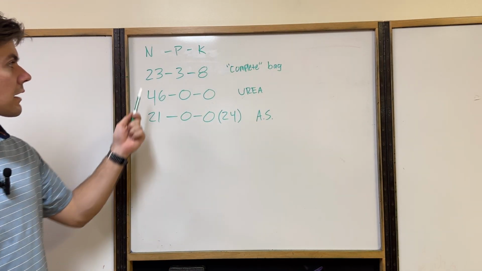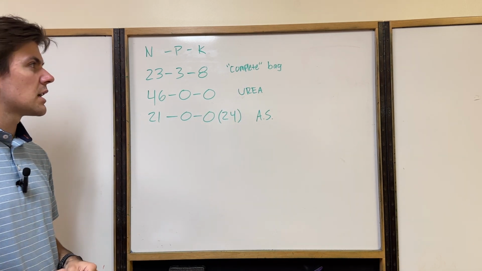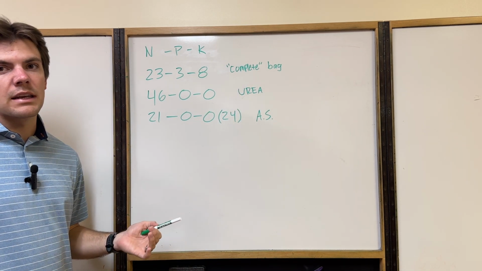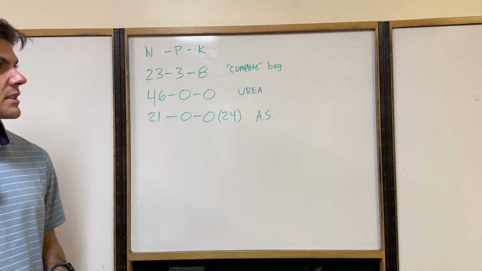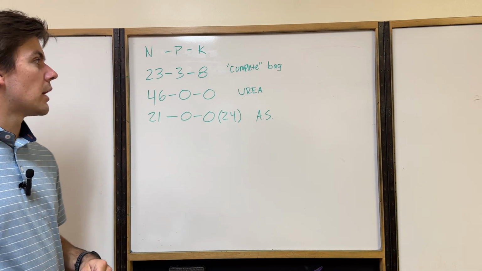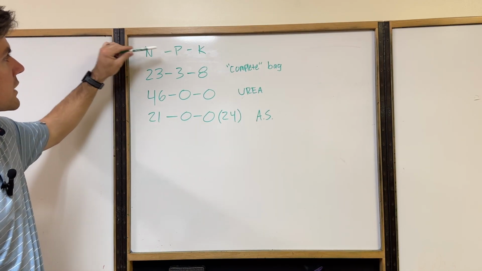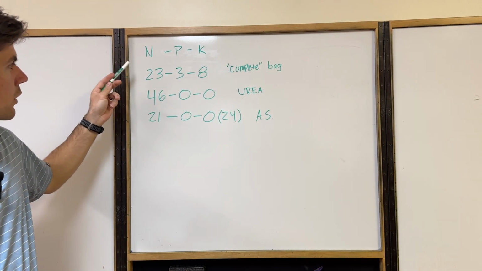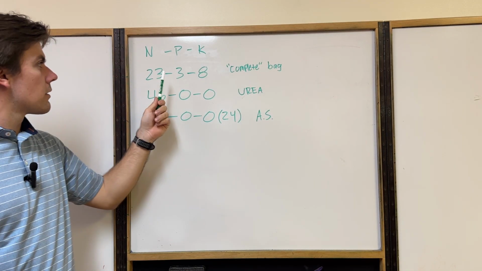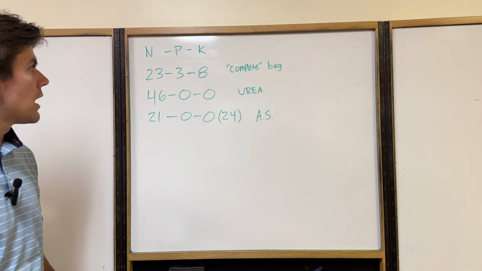So that means in this bag of fertilizer, it's a complete bag, and usually they're going to sell this to homeowners because it's got all the nutrients your lawn might need. And we'll talk a little bit more about that with soil testing and stuff in another video. But yeah, it's going to be nitrogen, phosphorus, potassium. That means you're going to have 23% nitrogen in this bag, 3% phosphorus, and 8% potassium.